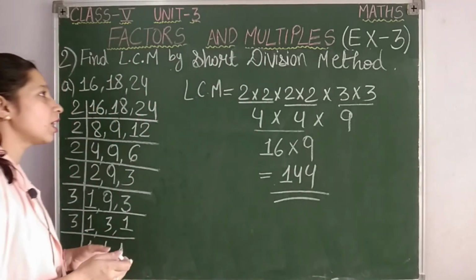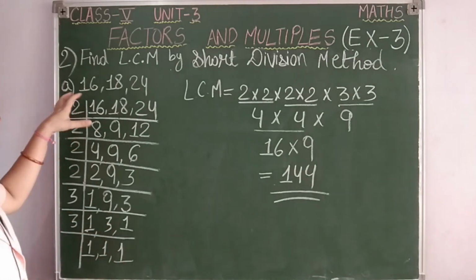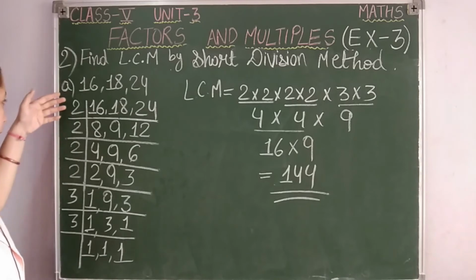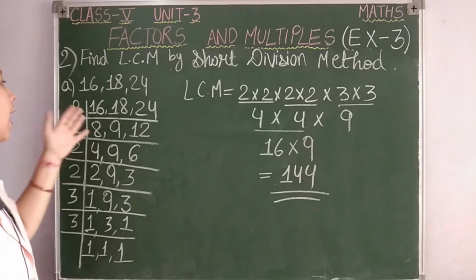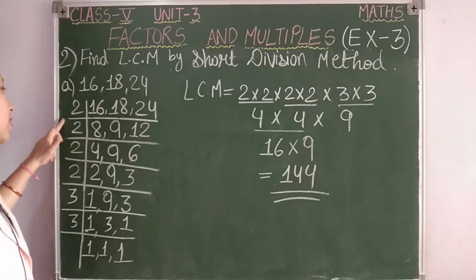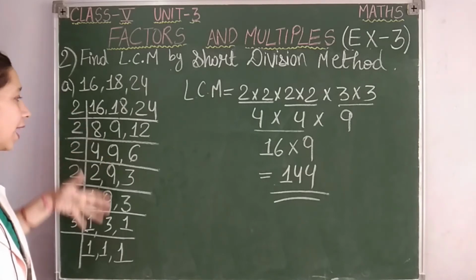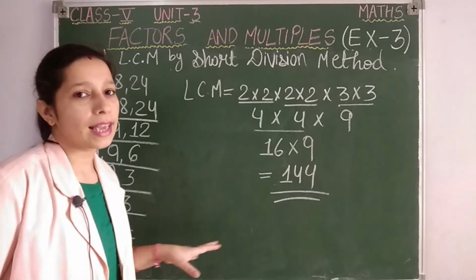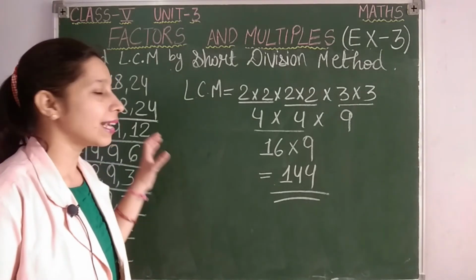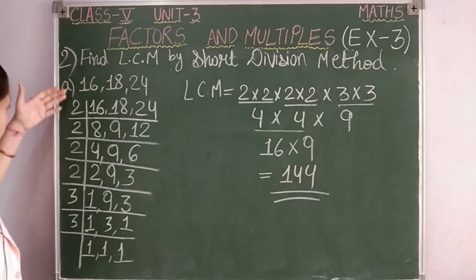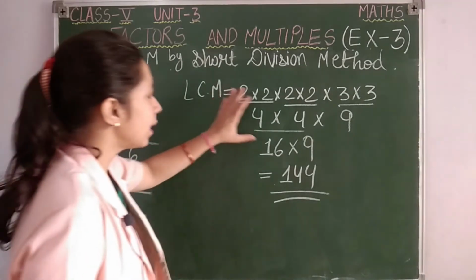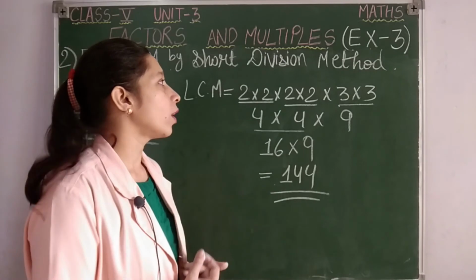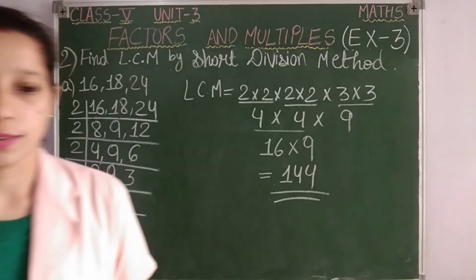So for the short division method, what we have seen, students, is that all the given numbers are written together, we take the first number and start dividing, and if the other numbers are also divisible by the same number, then we divide, otherwise we simply copy. At last, no taking common factors, no circling, simply write all the factors and multiply, and you will get the LCM. Got it, students? So this was point number A, noted. Then we will see the next points.